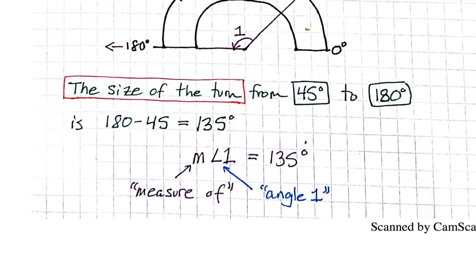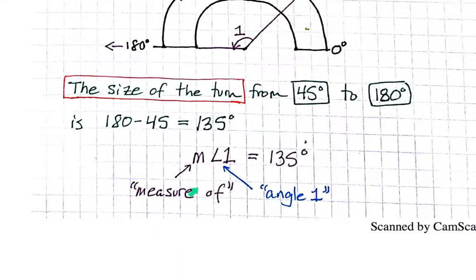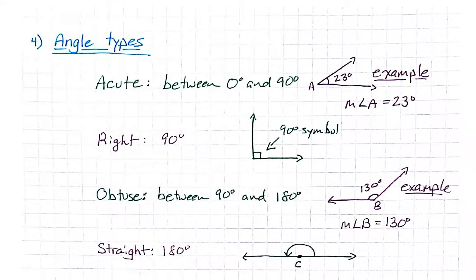All right. By the way, talking about angle measures, just like with segments, there's a special notation for it. If this is angle 1, we put a little m out front, and that means measure of angle 1. So the measure of angle 1 equals 135 degrees. All right, we have several different angle types. We have acute angles, which are between 0 and 90 degrees. Right angles, which are exactly 90 degrees, and we have a little symbol for that in the diagram. Obtuse angles, which are between 90 and 180, and straight angles, which are just a straight line, completely open.